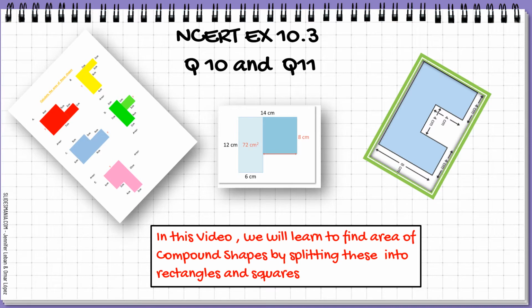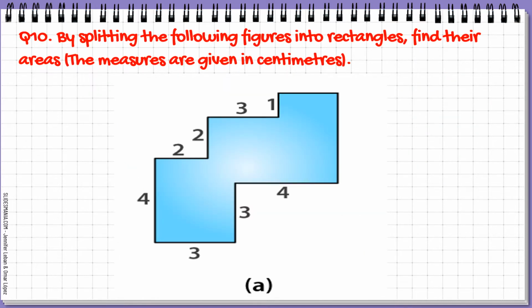So here are some compound shapes that I have taken for you. And you can see these shapes are made up of line segments. These are closed figures. You can call them polygons. But then we will be learning how to find the area of these shapes by splitting them into rectangles and squares. So let's begin by taking a compound shape here.